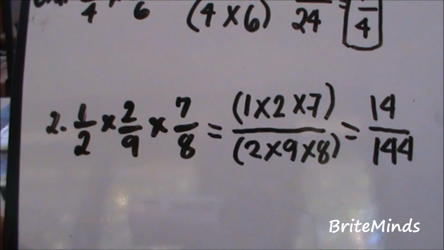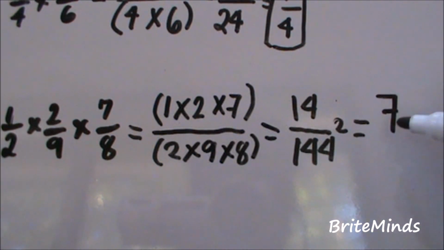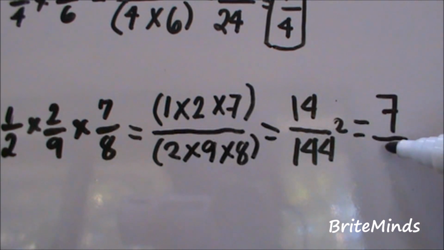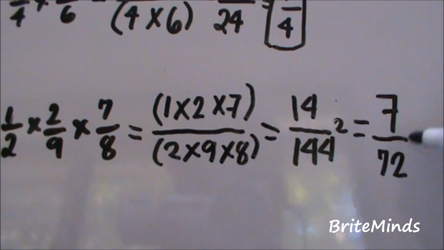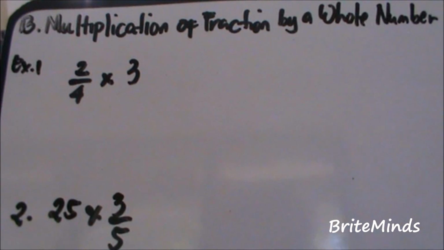Then we can reduce it to lowest terms by dividing by common factors between these two numbers. So 14 divided by 2 is 7, and 144 divided by 2 is 72. So our answer is 7/72. Multiplication of a fraction by a whole number.